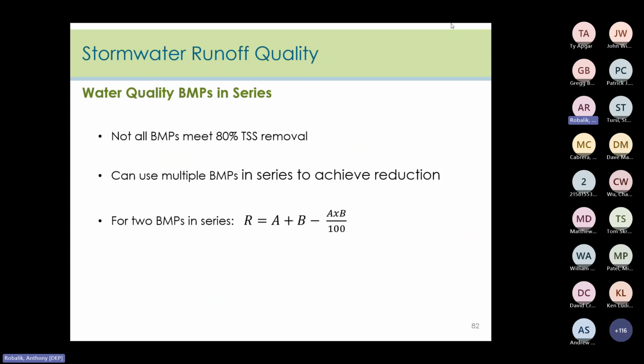As you may have seen quickly in the previous table, not every BMP is rated for 80% TSS removal. Sometimes a series of BMPs is needed to meet the 80% TSS removal requirement, or the more stringent 95% rate for projects discharging within a riparian zone. When calculating the effective TSS removal rate from a series of BMPs, we use the equation in the third bullet point here, where A and B are the TSS removal rates from each of the individual BMPs.